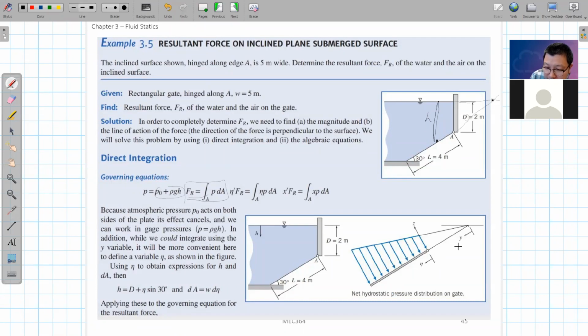Okay, eta is in the same direction as the y coordinate, but when eta equals 0, that means it's starting from the top edge of this plate. Let's define a new coordinate, eta, here.